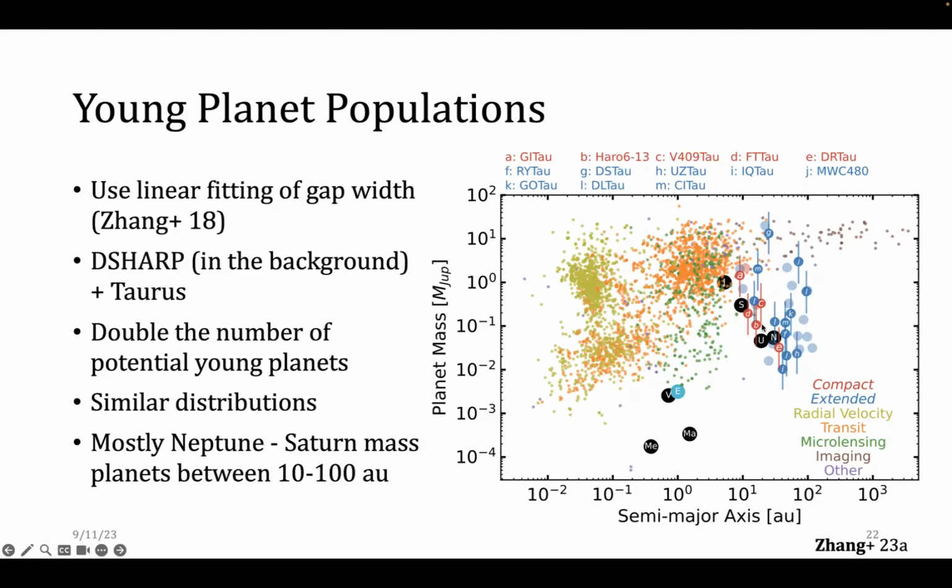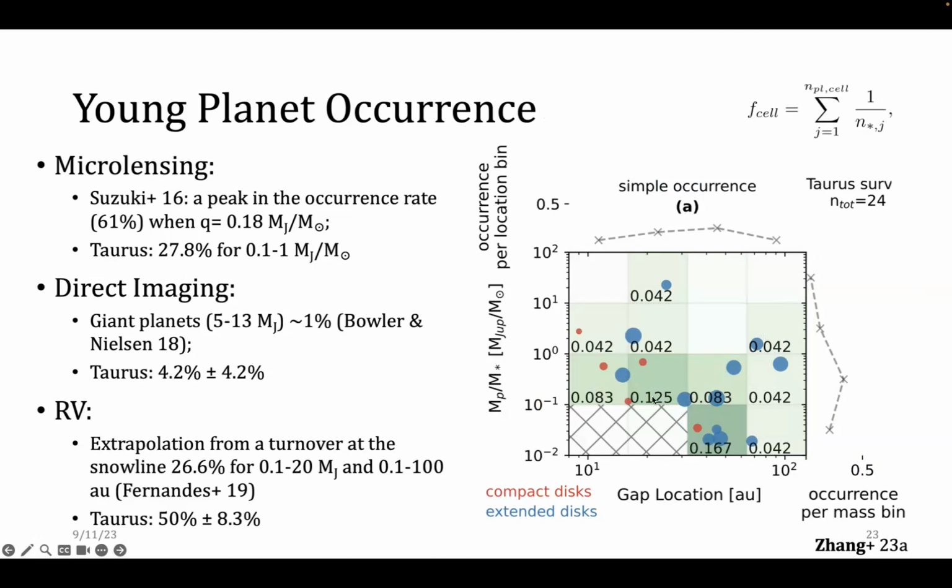And we see that they are actually occupying exactly, or very similar, parameter space as the DSHARP sample. Most of them are Neptune to Saturn mass planets located between 10 to 100 AU. And we can do one more thing than for the DSHARP sample, because this disk sample is more representative and less biased. What we can do is count the number of planets at each planet mass semi-major axis bin and calculate their occurrence rates. And this is what we got.